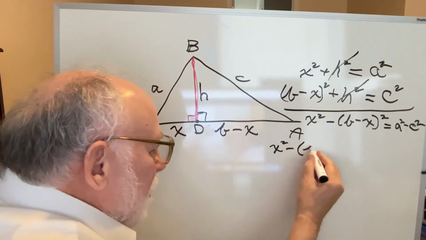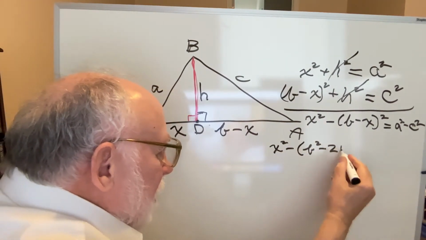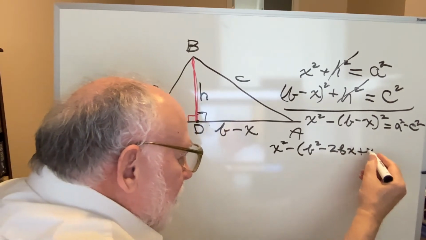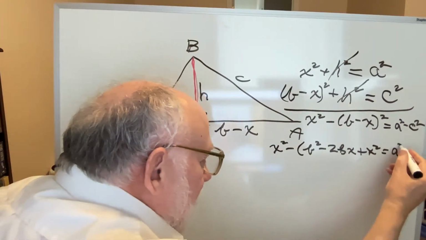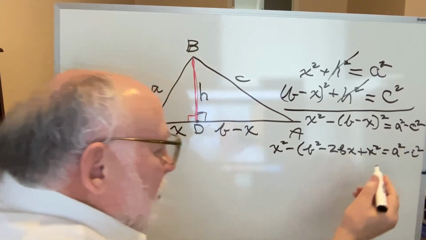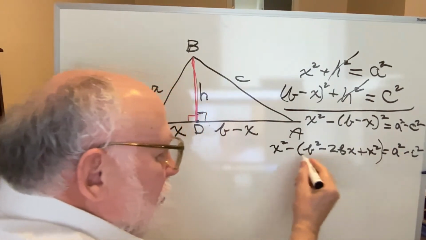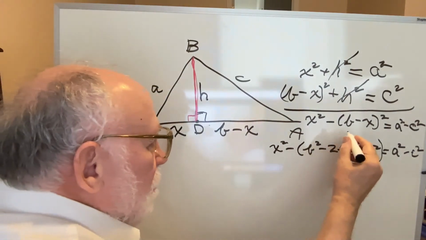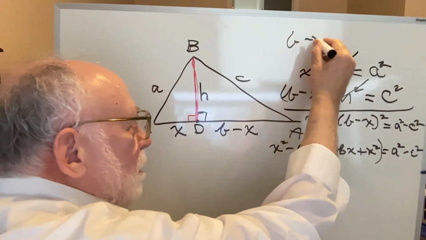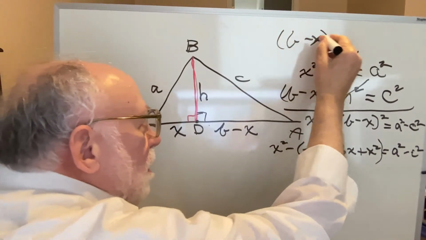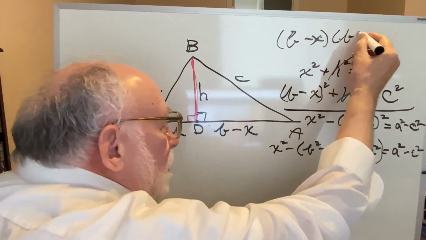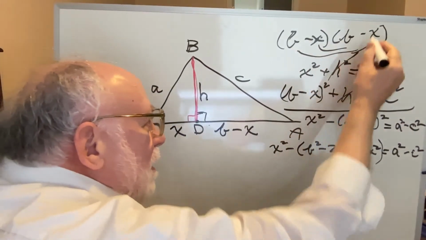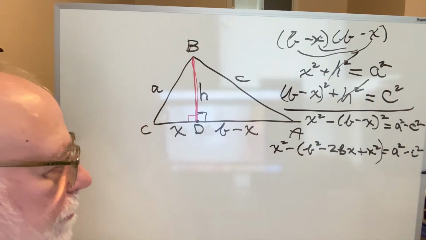is b squared minus 2bx plus x squared. This would be your FOIL: first, inside, outside, last. Because what is it we have here? We have b minus x times b minus x. I go first, outer, inner, last, which gives you this.